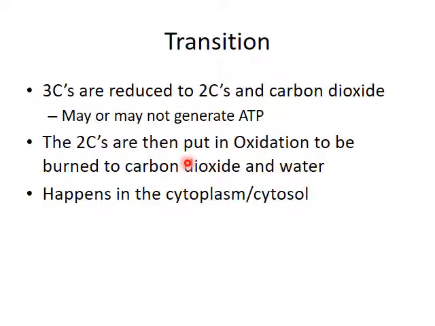Transition. If we look at transition, we take 3 carbon units that come out of glycolysis and we reduce them to 2 carbon units and carbon dioxide. We're going to say in this class that ATP is not generally generated. So we just kind of pull that carbon off and we're left with 2. And that 2 carbon unit is put into oxidation to be burned to CO2 and water. So I call it transition. I don't know if anybody else does, but that's the way I remember it.